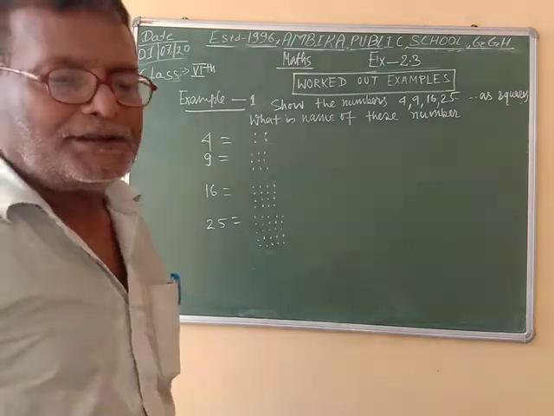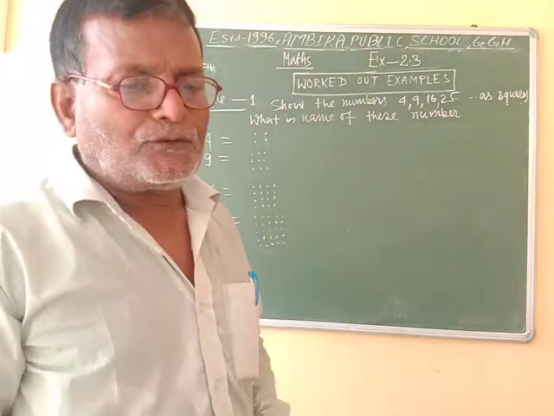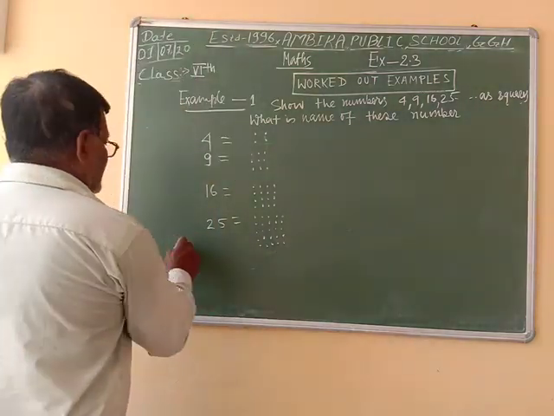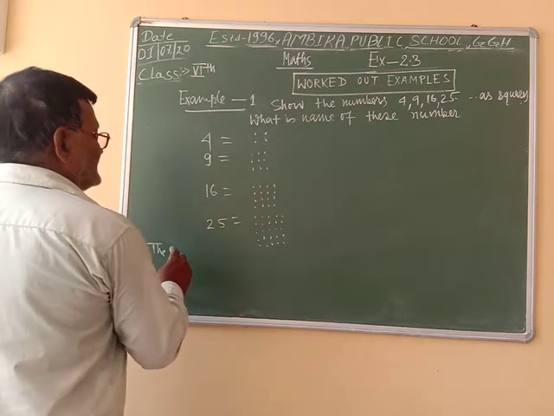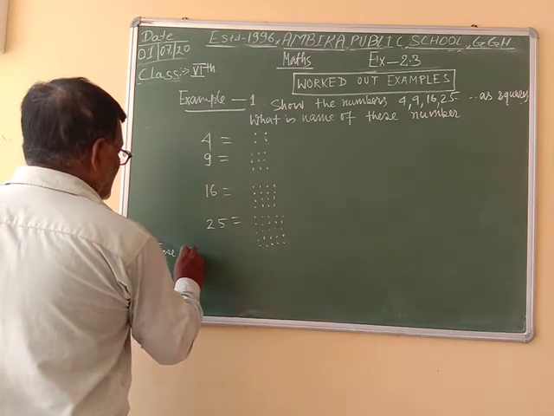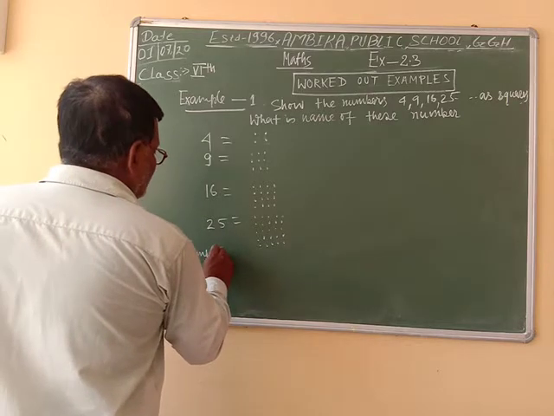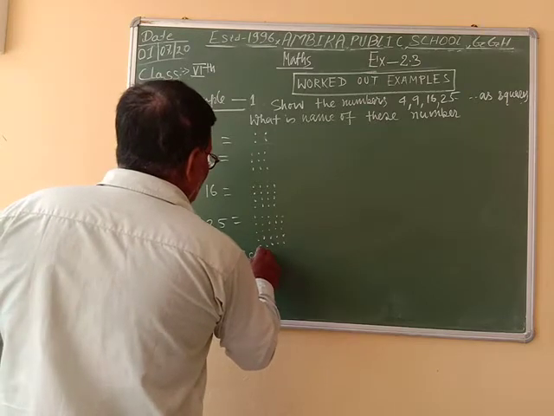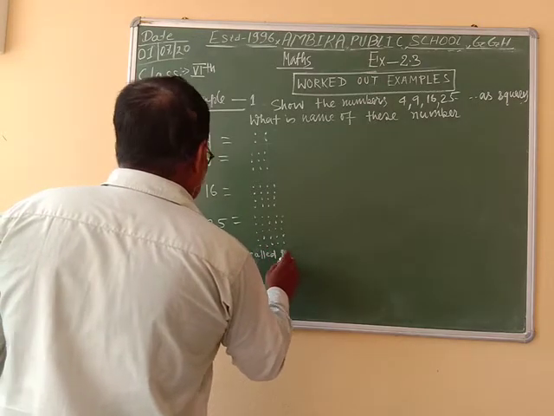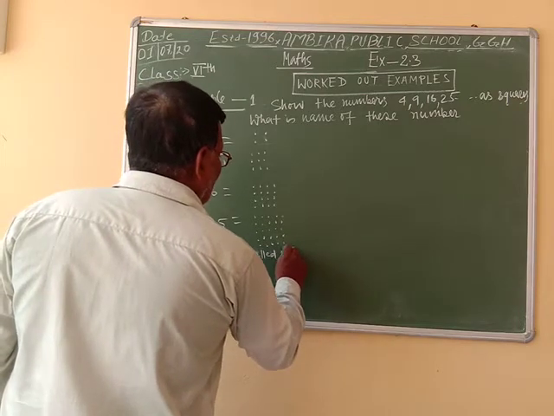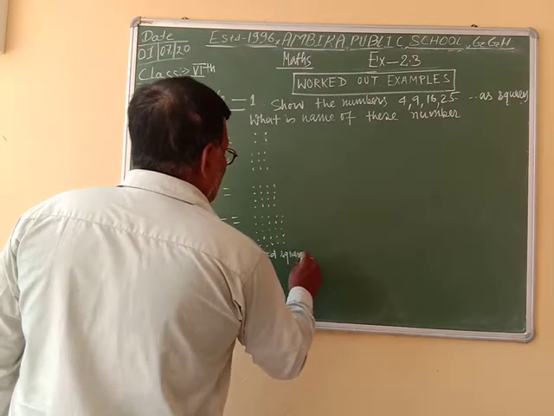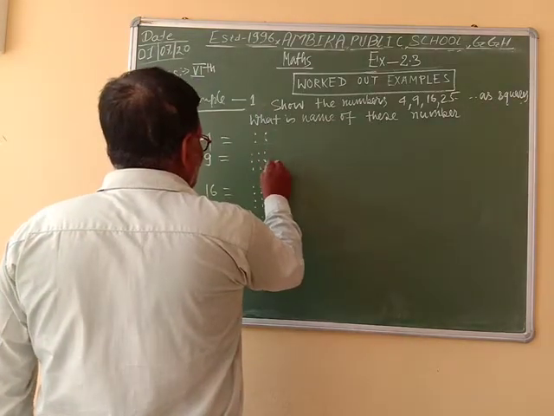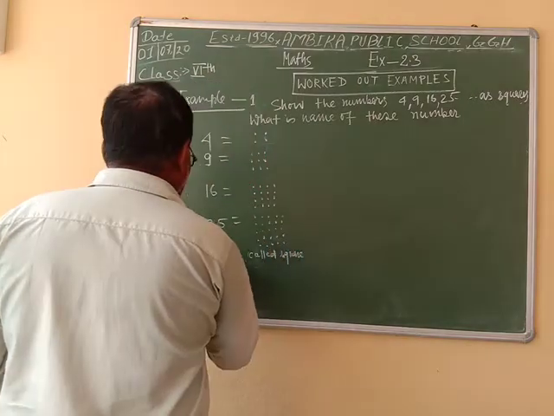What is the name of these numbers? The numbers have been shown by a square. Therefore, these numbers are called square numbers.